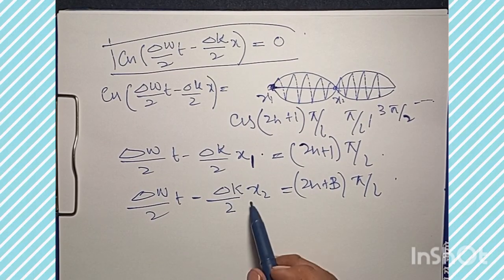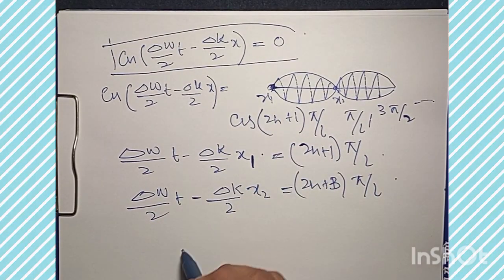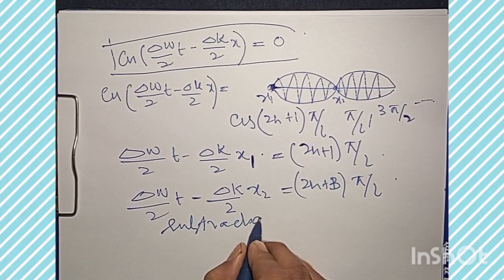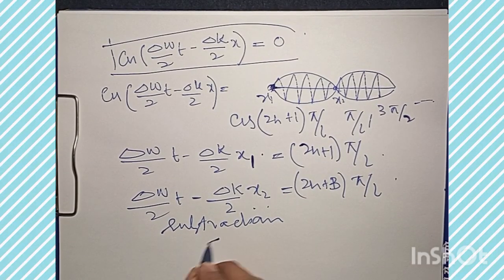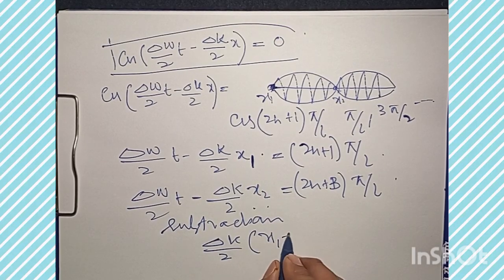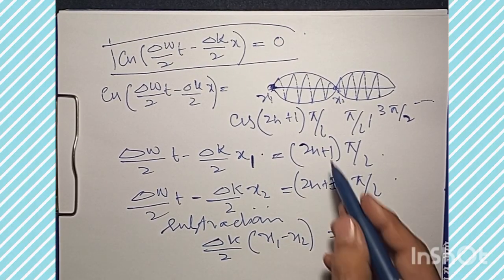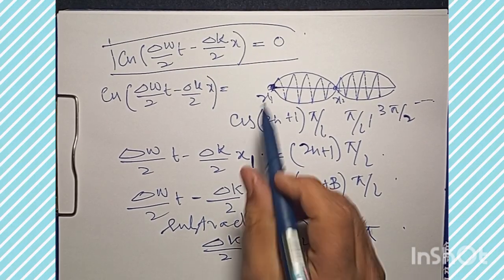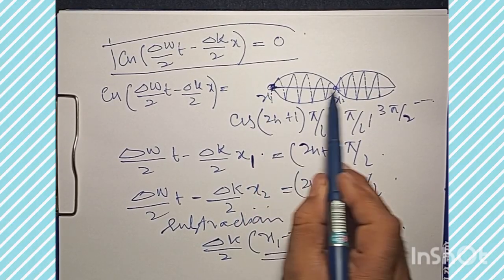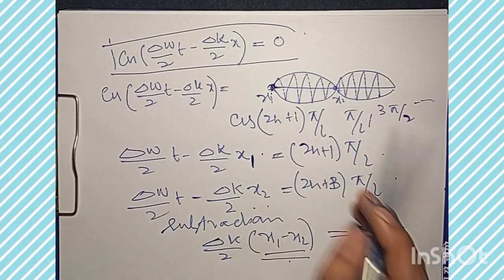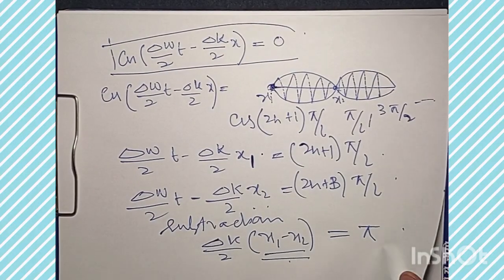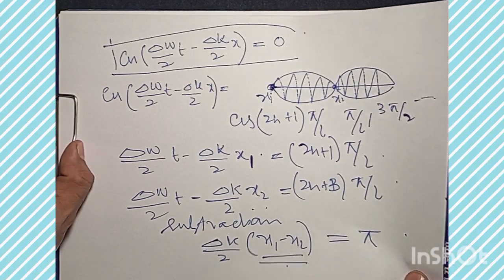Right? Now, in order to get this delta x, I would like to subtract these two equations. So on subtraction, what I am going to get is delta k by 2 times (x1 minus x2). This will come out to be pi. Now, what is this x1 minus x2? It's the position from x1 to x2, from node 1 to node 2. So this x1 minus x2 is going to give us the measurement of the position of the particle, right?